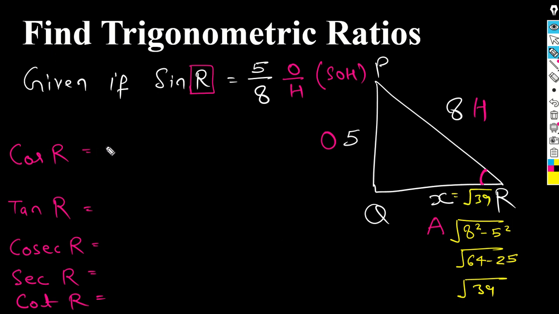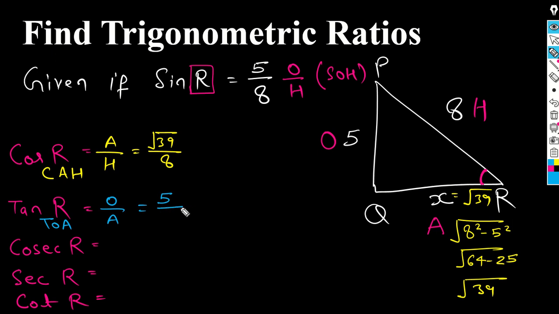Now cos r. So the trick was CAH. So adjacent over hypotenuse. This will give you adjacent is the square root of 39 over hypotenuse is 8. Next, tan r. You had the short trick TOA. Opposite over adjacent. Opposite is 5. Adjacent is square root of 39.